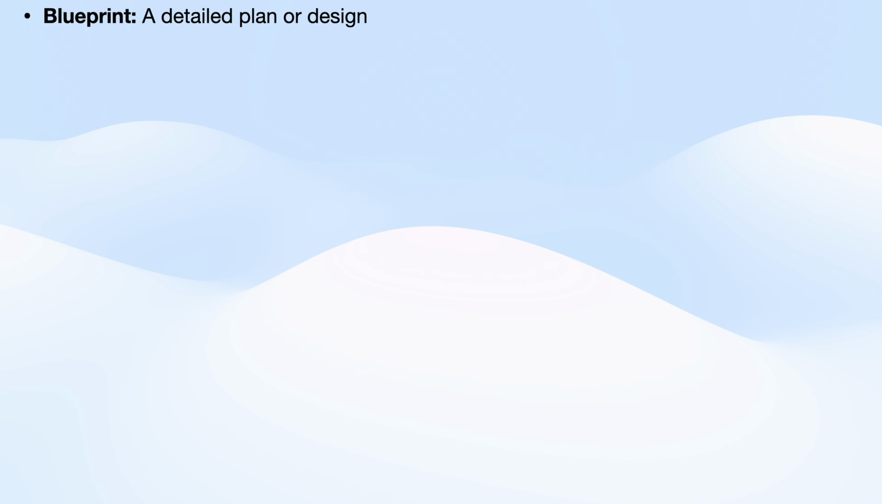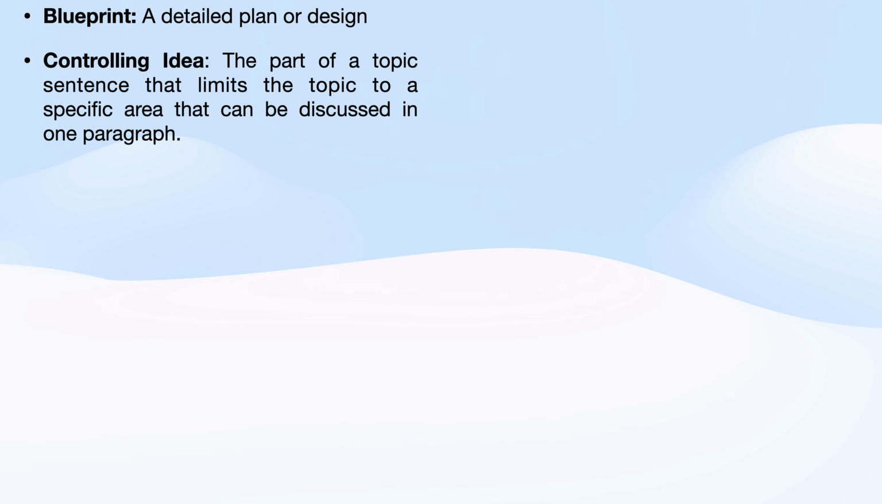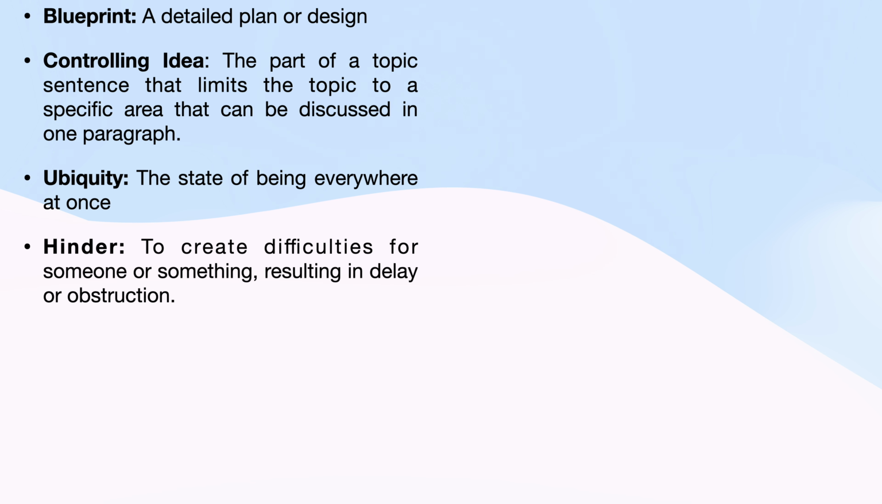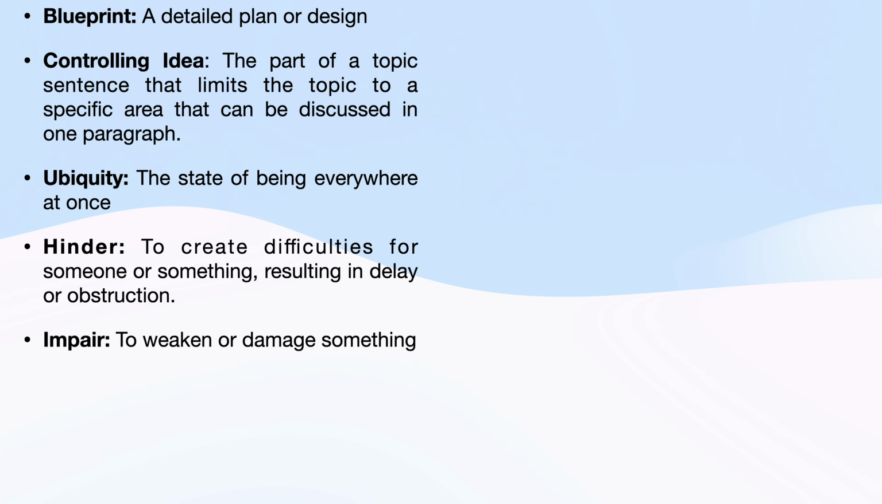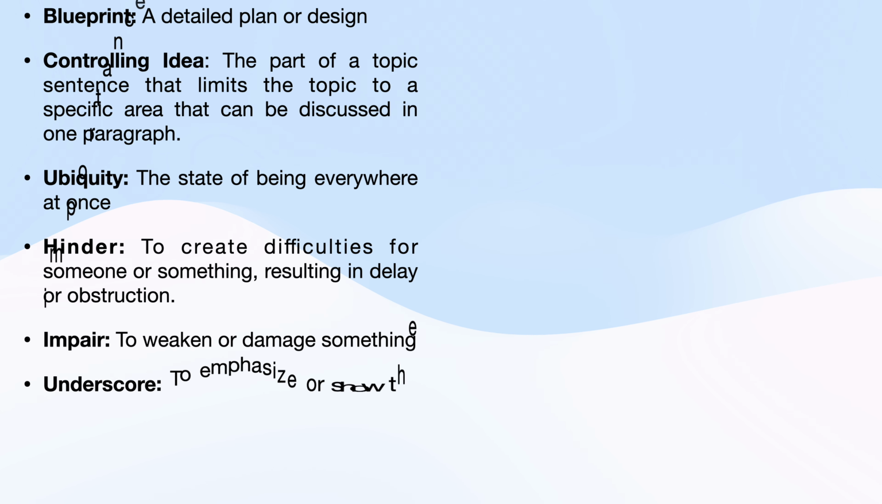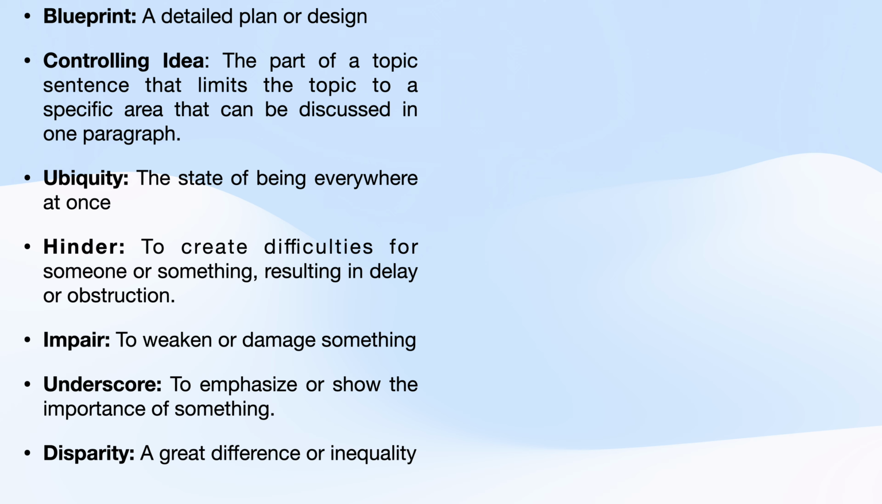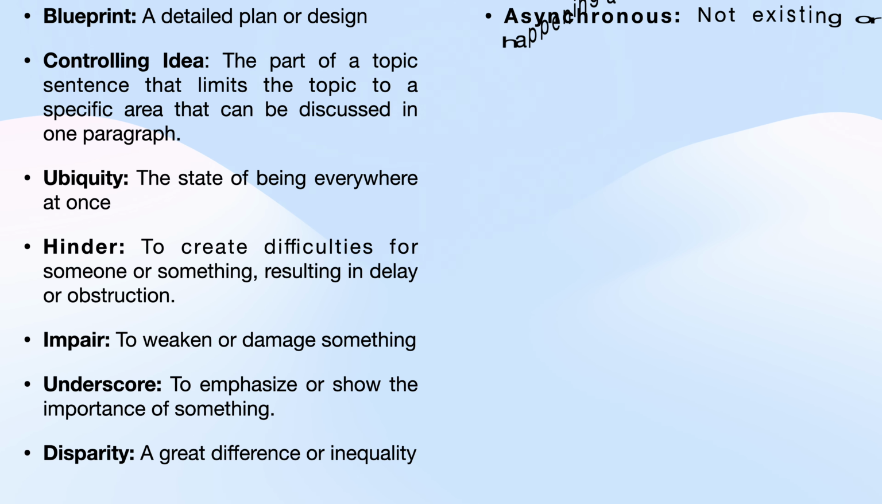Blueprint, a detailed plan or design. It was one of the words that I used. Controlling idea, the part of a topic sentence that limits the topic to a specific area that can be discussed in one paragraph. Ubiquity, the state of being everywhere at once. Hinder, to create difficulties for someone or something, resulting in delay or obstruction. Impair, to weaken or damage something. Underscore, to emphasize or show the importance of something. Disparity, a great difference or inequality.